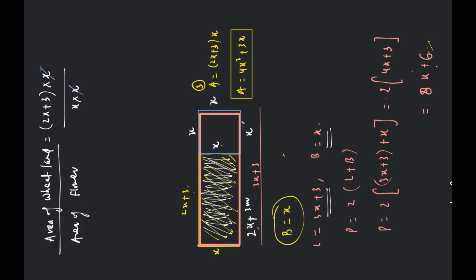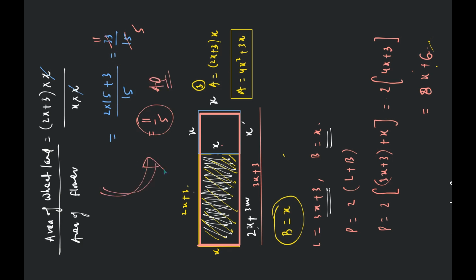Yes, sir. There I made a mistake, but now it is correct. Don't worry. 2x plus 3. Now put the value of x. x is 15. 2 into 15 plus 3 upon 15. It will be 30 plus 3, 33 upon 15. 3 5s are 15, 3 11s are 33. So the ratio will be 11 upon 5.